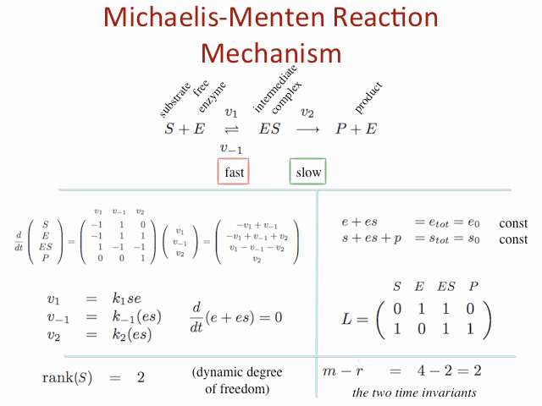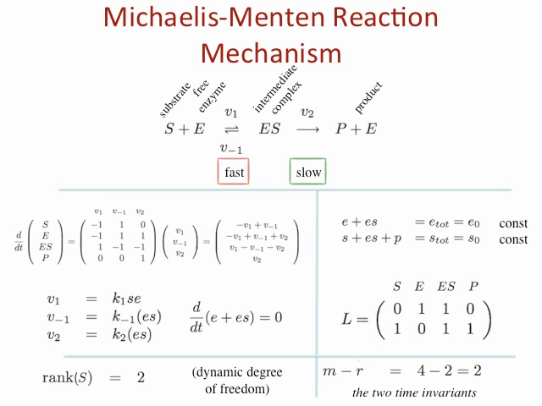In the central panel to the right, we show these 2 time invariants. If we are doing an experiment in the laboratory, we can fix the total amount of the enzyme as E0, the initial condition for starting the simulation, and the substrate at time 0 as well. That is the total amount of substrate in the system. The matrix L is just a representation of the 2 row vectors that correspond to these 2 conservation quantities.